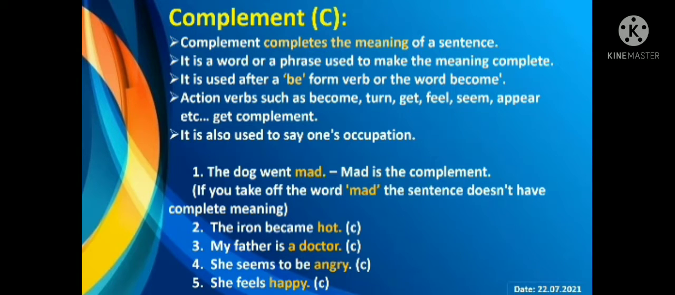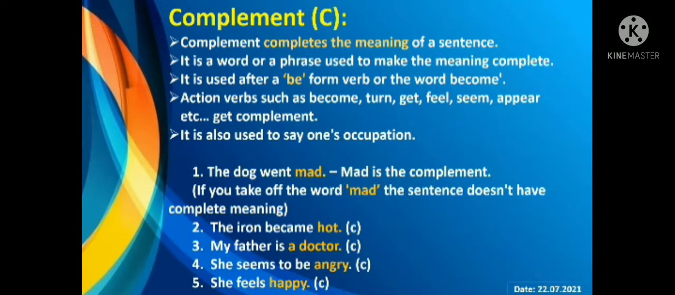And next, the iron became hot. The iron became, there is no complete meaning. So, the iron became hot. Hot is a complement. My father is a doctor. So another point, note this: it is used after a be form verb. The word become, the be form verb, that's called the complement.